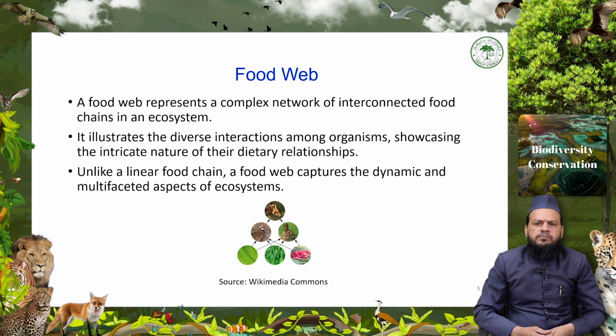In ecological dynamics, a food web emerges as a sophisticated and interconnected system that transcends the simplicity of individual food chains within an ecosystem. These complex networks serve as a vivid illustration of the multifaceted interactions among organisms and the intricacy of their dietary relationships. Unlike the linear structure of a food chain, a food web paints a more accurate and dynamic picture of ecosystems, capturing the diverse pathways through which energy and nutrients flow. The intricacies of these interwoven relationships highlight the dynamic nature of ecological systems, emphasizing the need to move beyond linear perspectives and recognize the comprehensive complexity inherent in the web of life.